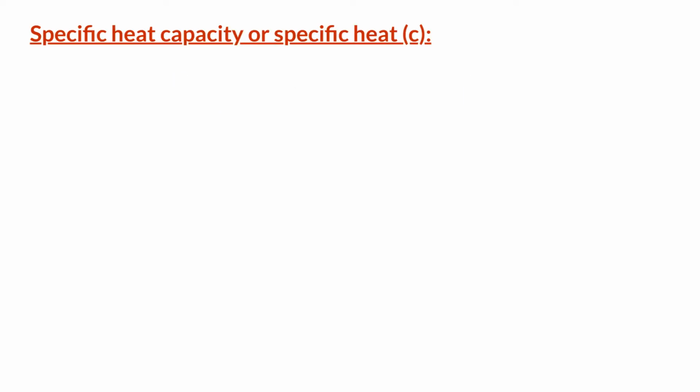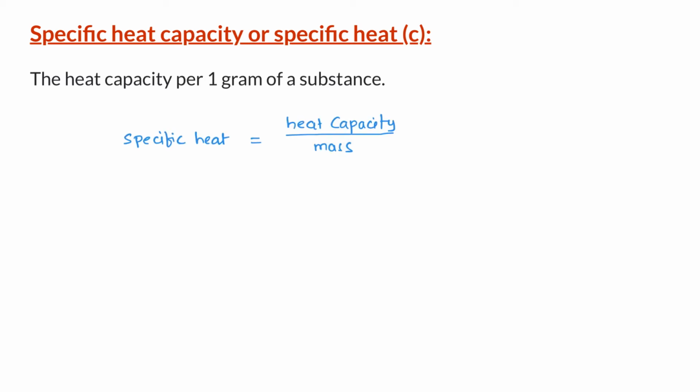Specific heat capacity. Specific heat capacity is represented by the letter small c, and it is defined as the heat capacity per 1 gram of a substance. Mathematically, we can write specific heat capacity, or just specific heat, is equal to heat capacity of the substance divided by the mass of the substance. And we can replace the heat capacity of the substance by Q over delta T. Therefore, the specific heat capacity is equal to Q divided by delta T times m.